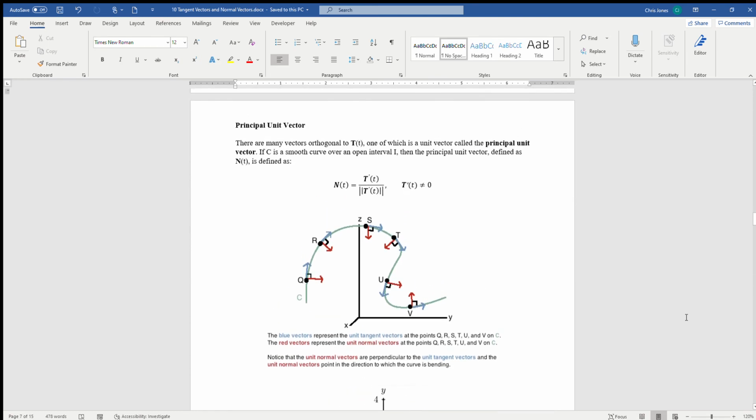So now we're going to be talking about the idea of something called a principal unit vector. And a principal unit vector is actually pretty easy. It's just a vector of magnitude 1 that's orthogonal to the unit tangent vector. All right, so we can see in the diagram below that there's an infinite number of vectors that would be orthogonal to a unit tangent vector. However, the principal unit vector is one of magnitude 1. And that could be useful in trying to find the components.